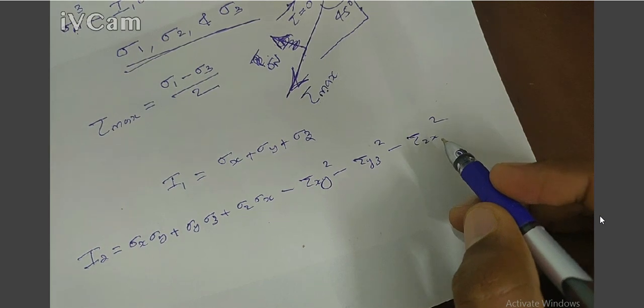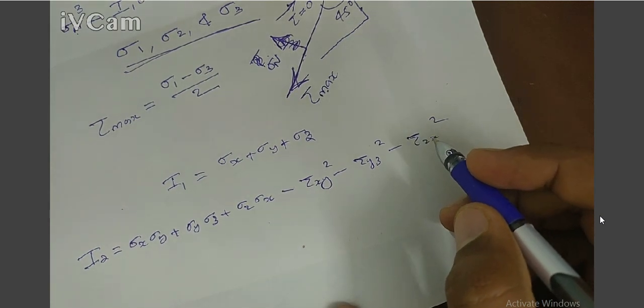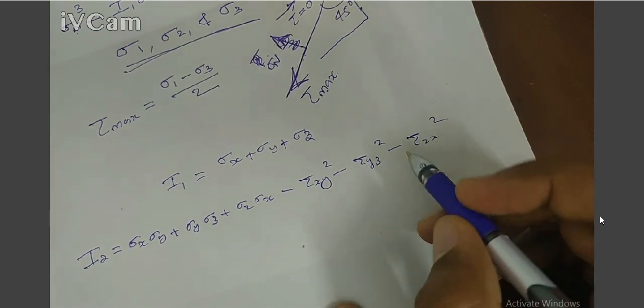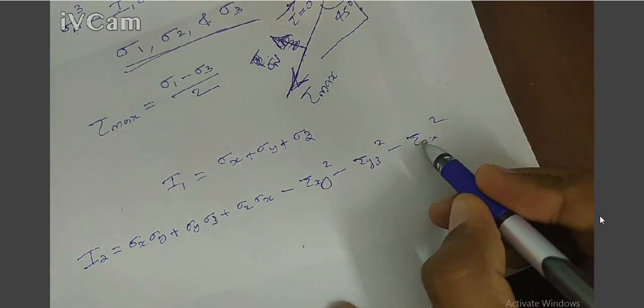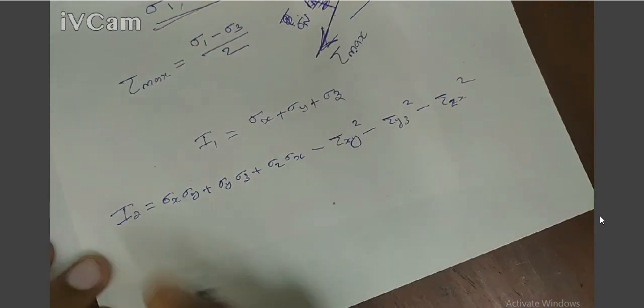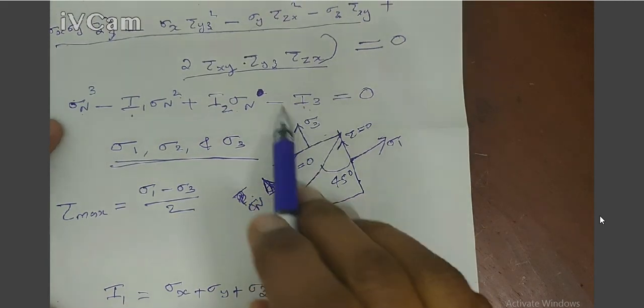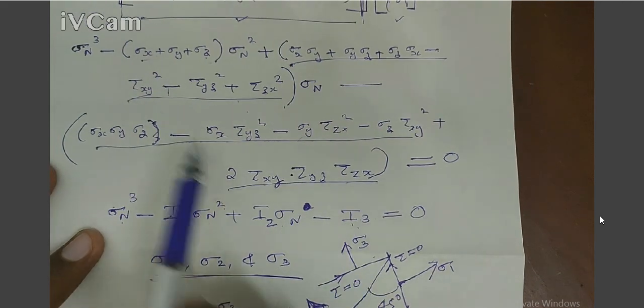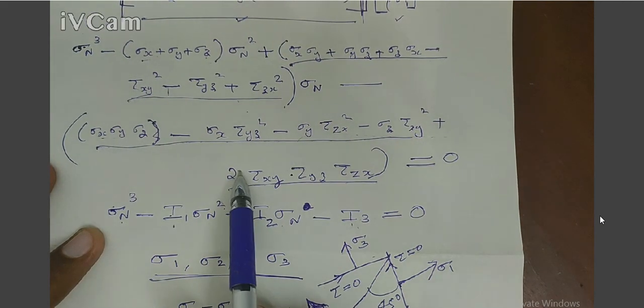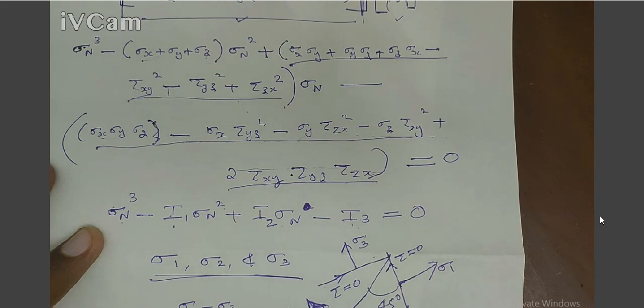Tau xz square. I2 is equal to this one, tau xz square. And similarly I3. The coefficient along with the constant, the constant coefficients. The constant coefficient, the entire thing. This much is the constant coefficient.